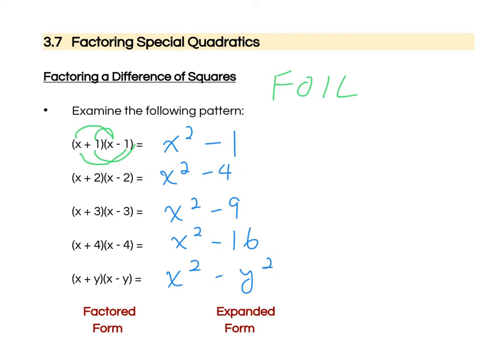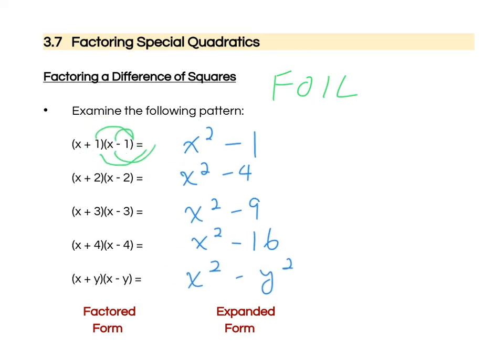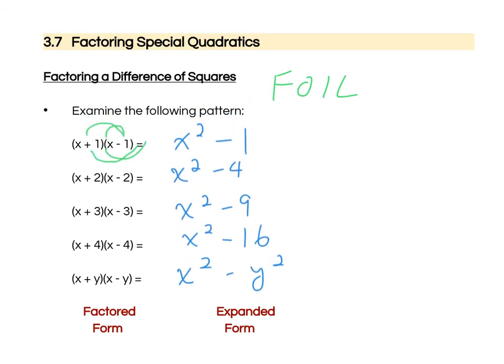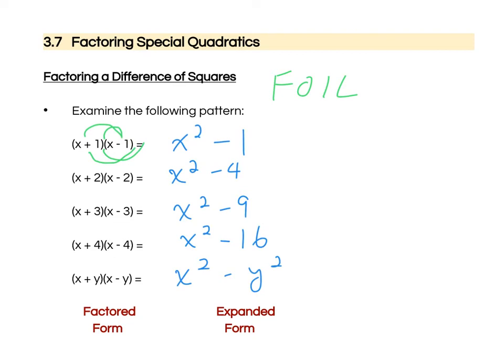So what I want you to notice, what I want you to know about each of the expanded forms is that they all represent something that we call a difference of squares. All of these expanded forms right here are what we call a difference of squares.